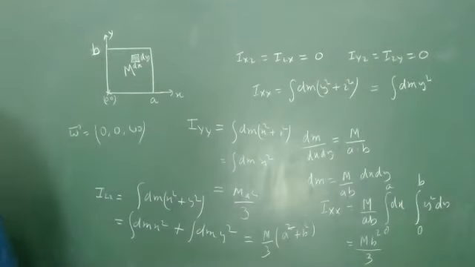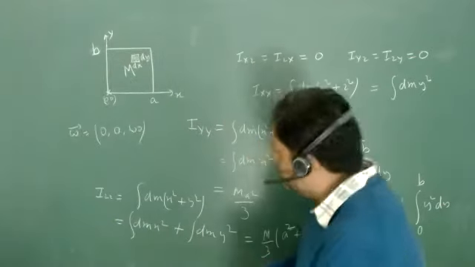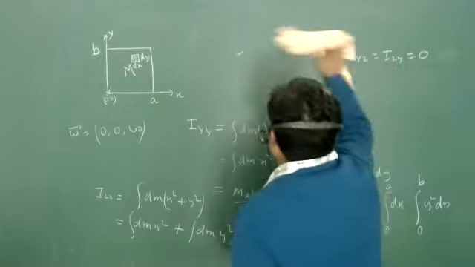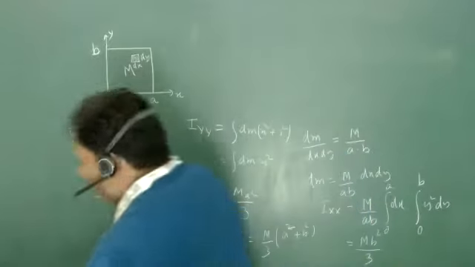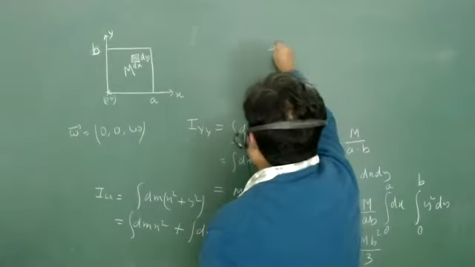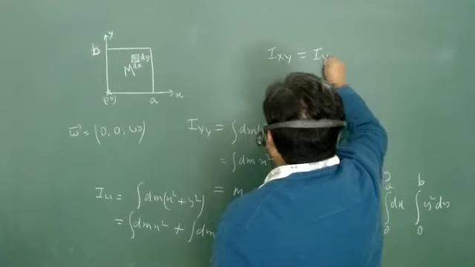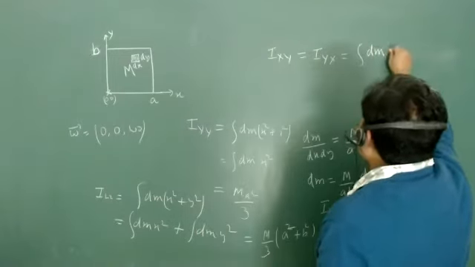Now one term is left, which term is left? I xy and I yx. Both will be the same because it is always a symmetric matrix. So if this is a symmetric matrix, then we have to calculate I xy is equal to I yx. That value is dm x y.